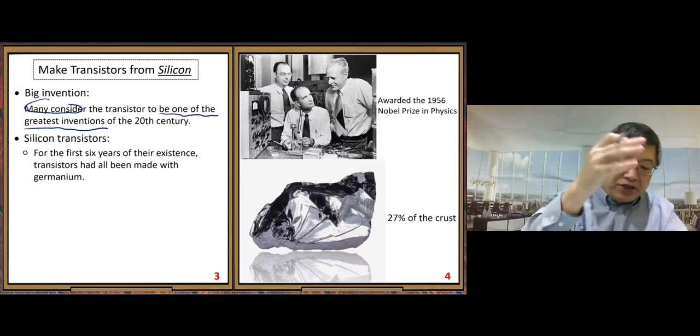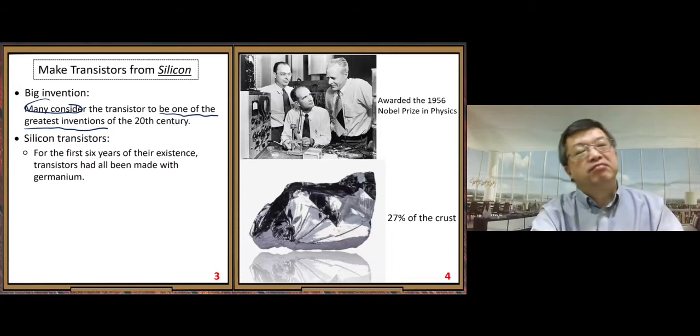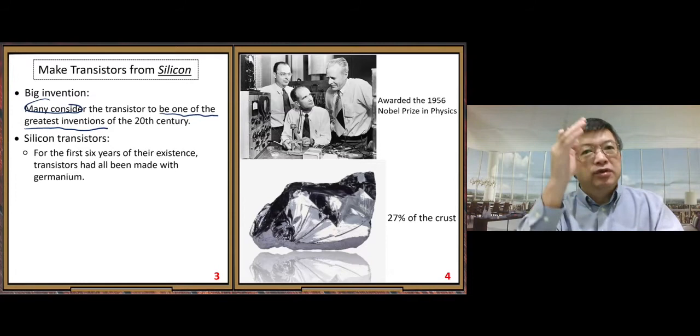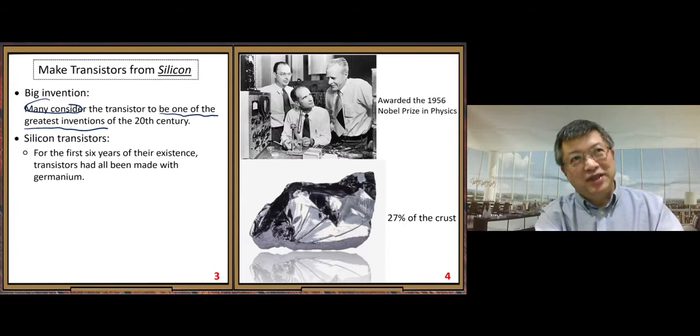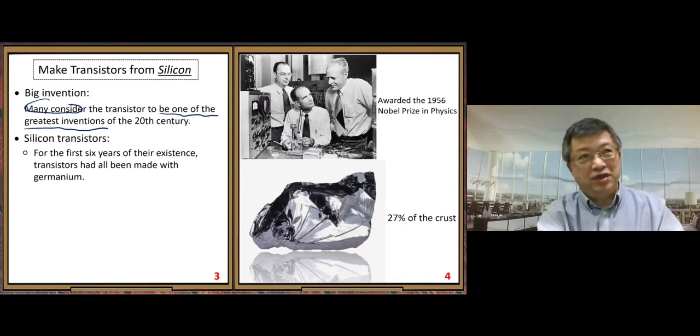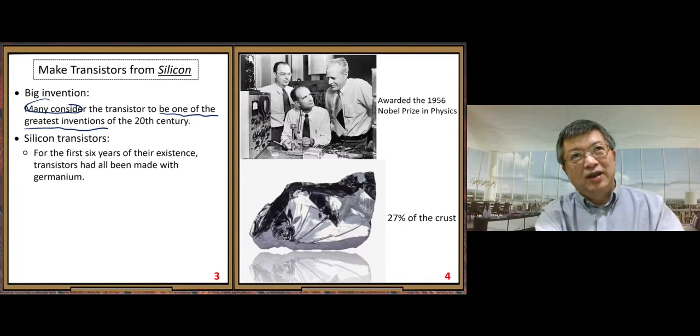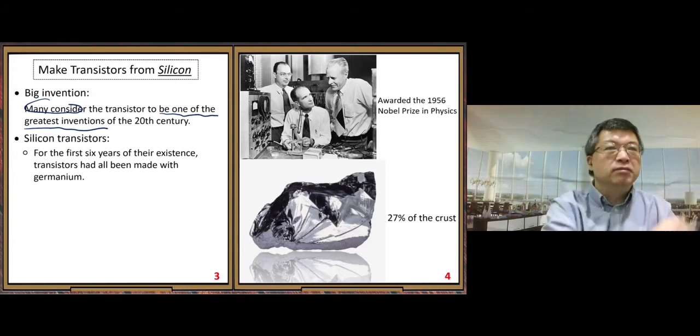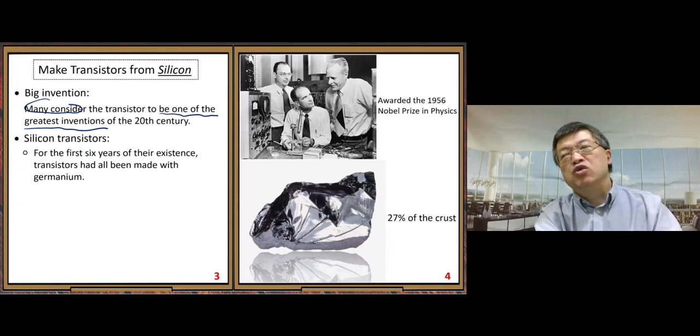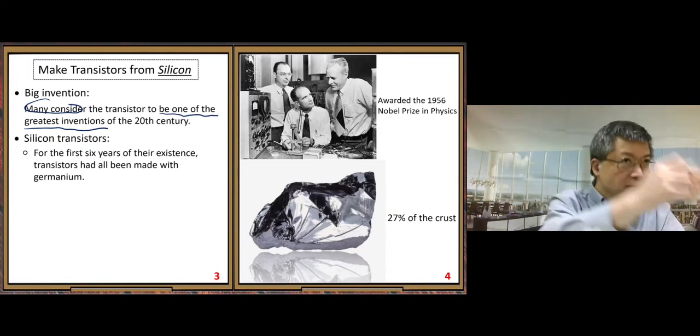For the first 6 years of their existence, transistors had all been made with germanium. Germanium, this kind of special substance. But after 6 years, the scientists found a better substance to make transistors. So that's the silicon.